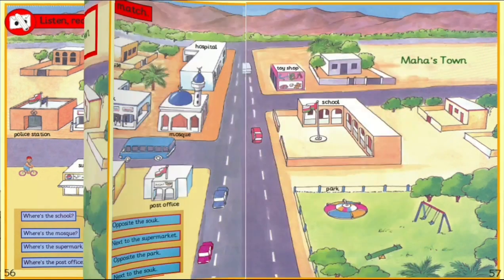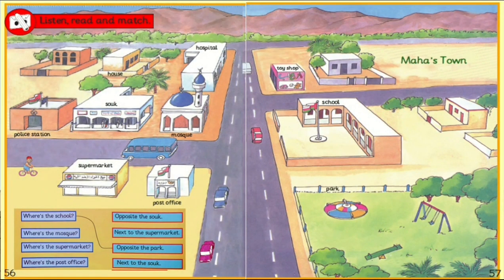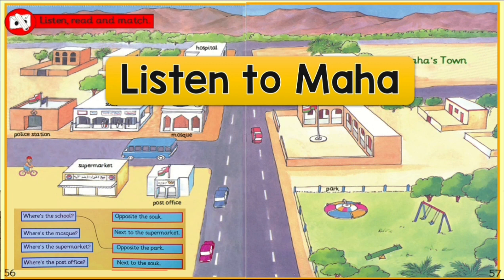So, I want you to take a look at this town. What can you see here? Excellent. There is a souk, a mosque. Very good. Police station. Well done. A park. Post office. Supermarket. Toy shop and school. Okay, now I want you to listen to Maha. She will describe her town.